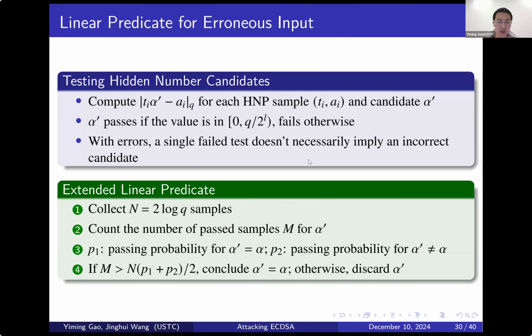We also modified algorithms such as the linear predicate for erroneous input. In this situation, the previous predicate can't be used directly. Recall the previous predicate: it tests each HNP sample, and once a sample fails, it returns false. However, a single failed test doesn't necessarily imply an incorrect candidate. So we collect samples and count the number of passed samples m. If m exceeds the threshold value, we think it's correct. Otherwise, we reject it.